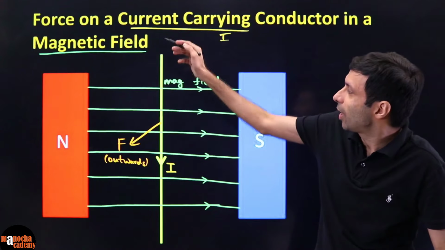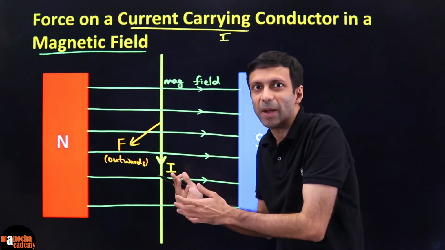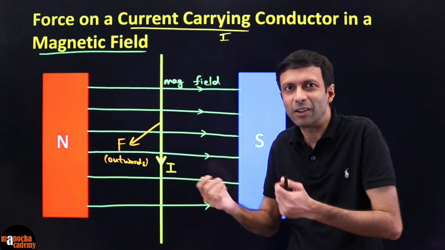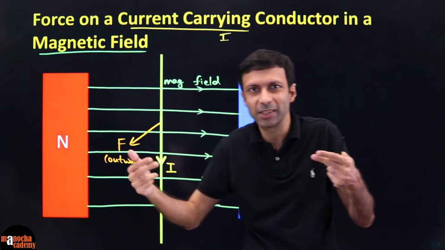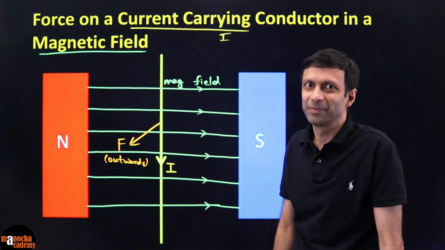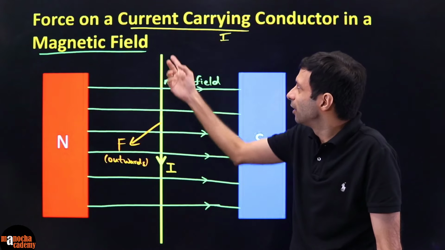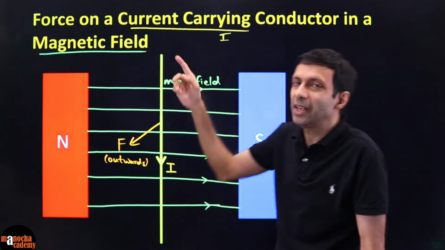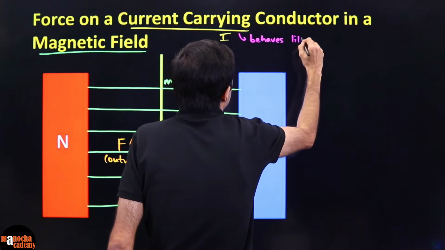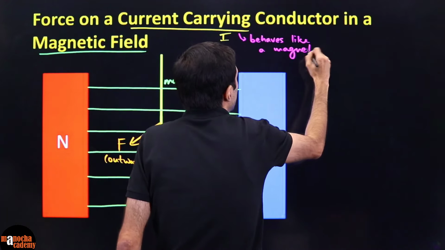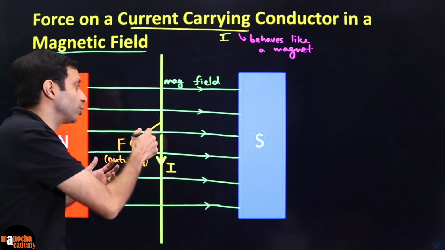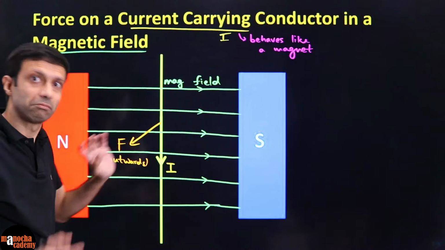So if this current carrying wire has a magnetic field around it, it behaves like a magnet, and you place it near a magnet, won't the two magnets play with each other, attraction or repulsion? Just like if you play with two magnets, either they'll attract each other or repel. Yes, same thing's going to happen here. Because this current carrying wire behaves like a magnet, and you have placed it in a magnetic field. So obviously there's going to be an interaction between the two. So there will be force on the current carrying wire as well as force on the magnet.